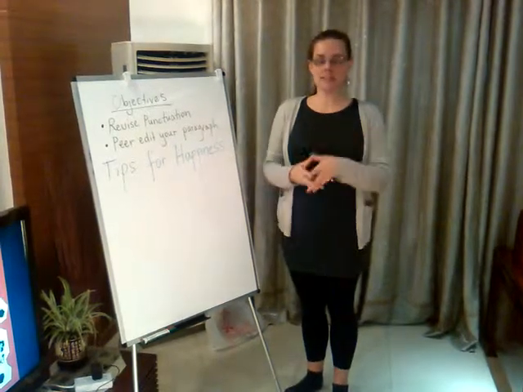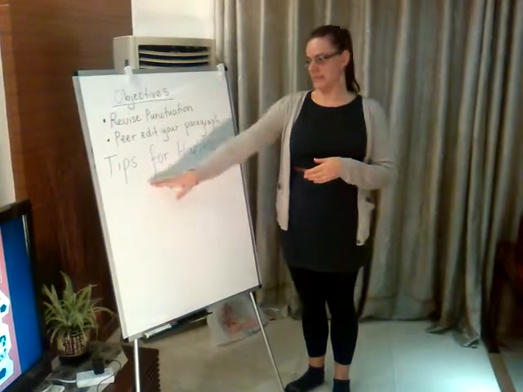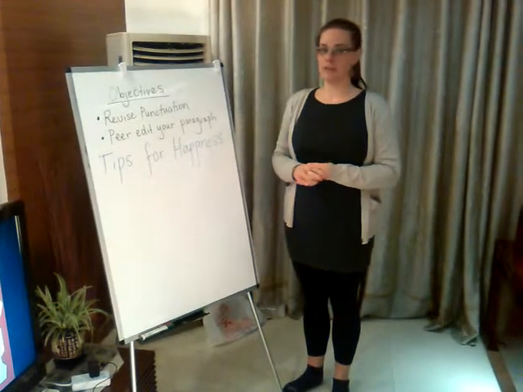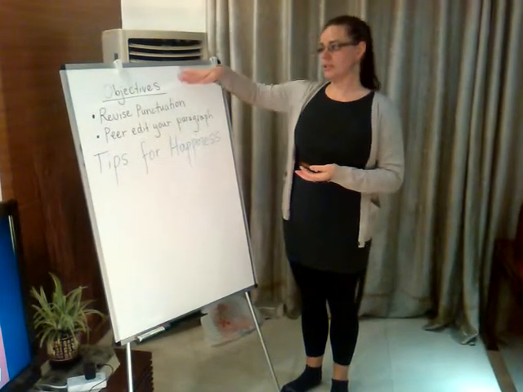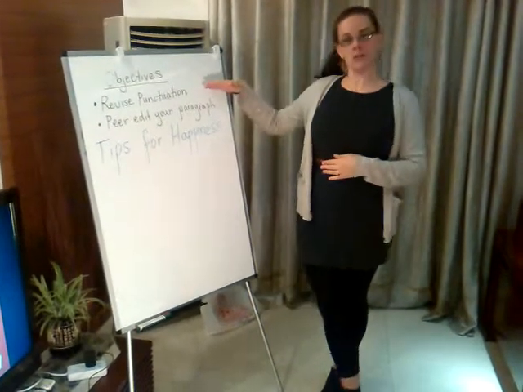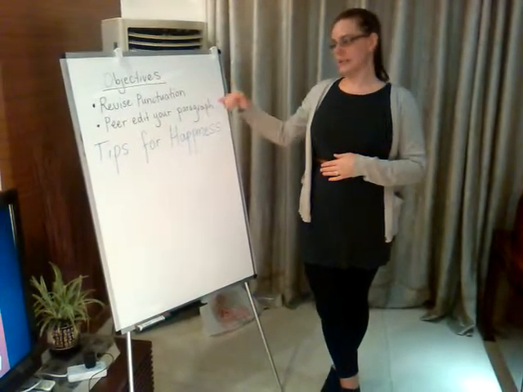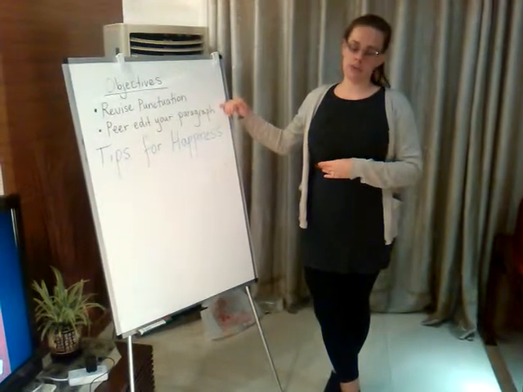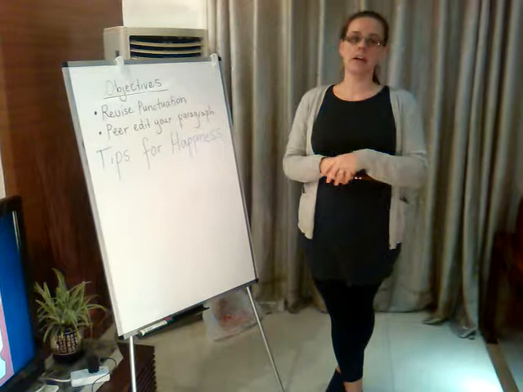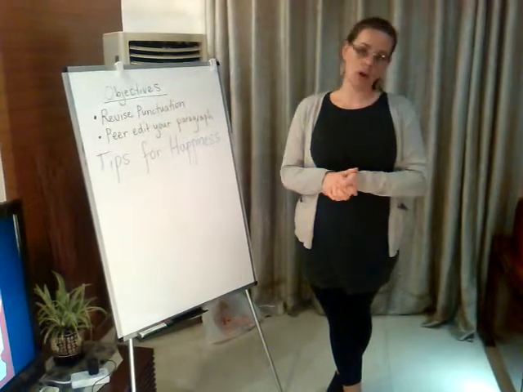We're now up to the third lesson in our sequence. So in your previous lessons you should have come up with some tips for happiness and your first draft of your paragraph. So I'll just draw your attention to the objectives. We're going to start by revising some punctuation, and then we're going to peer edit your first draft of the paragraph so that you can have a final draft that you can publish to your blog.